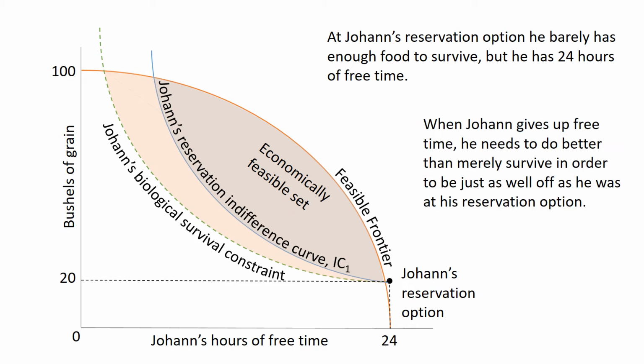When Johan gives up free time, he needs to do better than merely survive in order to be just as well off as he was at his reservation option. The difference between the reservation indifference curve and the survival constraint represents the compensation in terms of grain that Johan needs in order to be just as well off as he was when he didn't have to work.